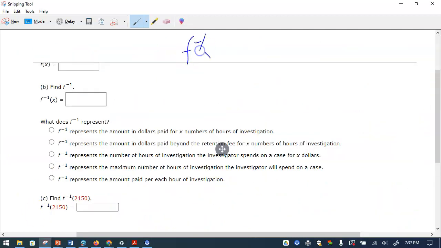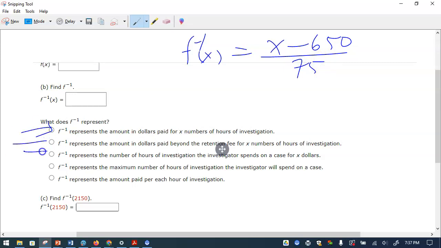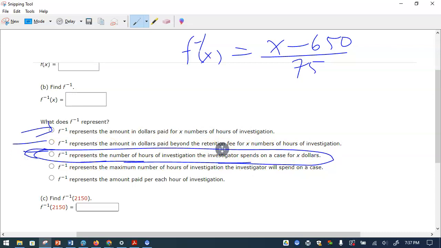So let me write it. The function was x minus 650 divided by 75, and the question asked is what this represents. I wanted to check this out. It clearly says the same thing that I said. This represents the number of hours of investigation the investigator spends on a case.